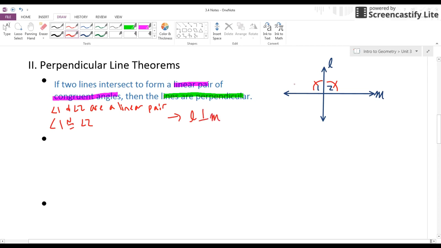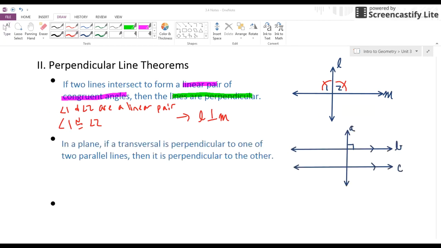All you have to do is remember a linear pair is supplementary, so they add up to 180. And since these two angles 1 and 2 are congruent, they've got to be 90. And by definition, L and M would be perpendicular since perpendicular lines intersect at 90-degree angles. So that's our first theorem. All right, let's go ahead now and take a look at the second one.